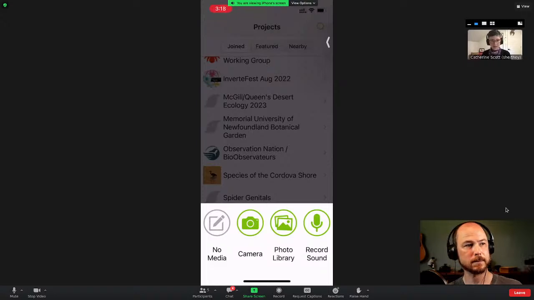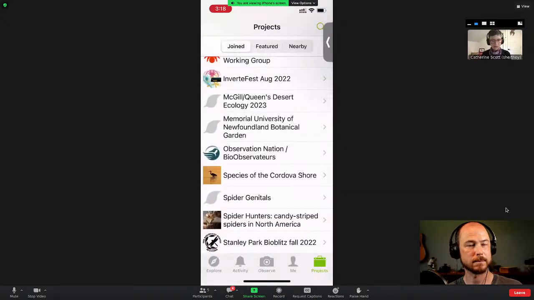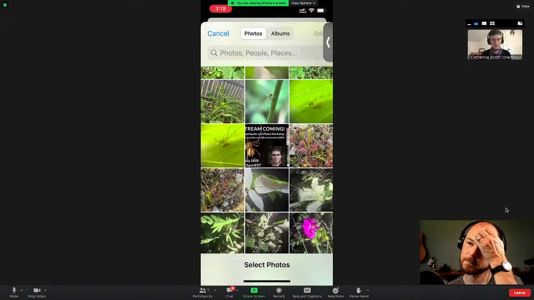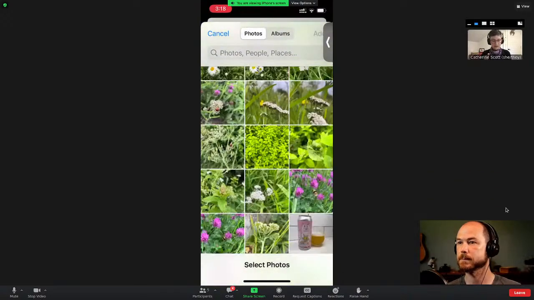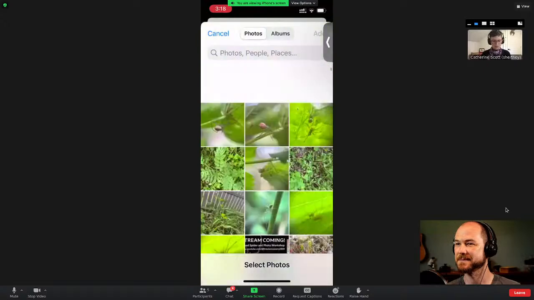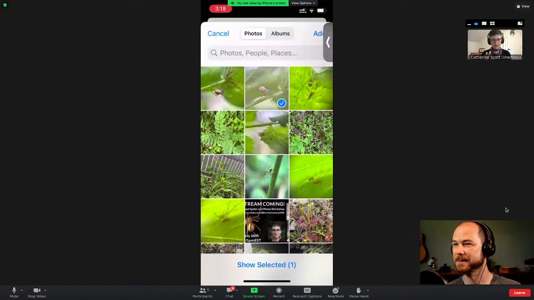So you can record a sound, which is not relevant for spiders, but might be for birds or something like that. And you can either take an observation directly with your camera. So if I clicked the camera button, I would be able to point my phone at something, if there was a bug right here, and take a shot of it and upload it that way. Or if I've just been outside taking photos with my phone, I can click on photo library. And here are my pictures. And here is a candy striped spider that I just saw outside in the backyard.